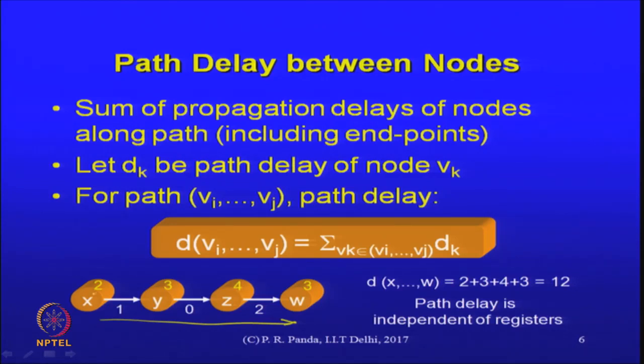What are the delays? These are the delays, and we say that the path delay from Vi to Vj is the sum of the individual delays of the nodes that are encountered along the path, including the first node and the last node. This is independent of how many registers you are going through, whether 1, 2, 3 registers, that is not counted. What we are counting here is essentially the combinational delay from the first one to the last one, if there were no registers in between.